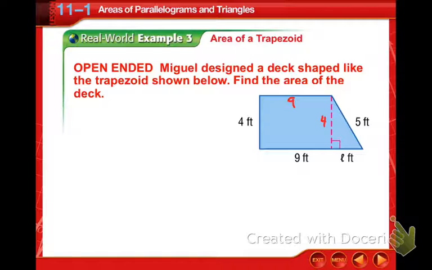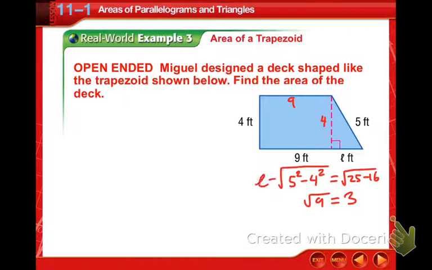So we need to use the Pythagorean theorem with the 4 and the 5. So 5 squared minus 4 squared should equal our L squared. So we just square root that. 5 squared is 25, 4 squared is 16, and 25 minus 16 is 9. The square root of 9 is 3. So that is our L.